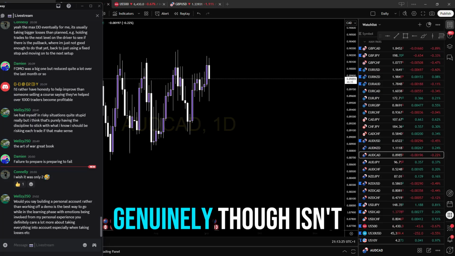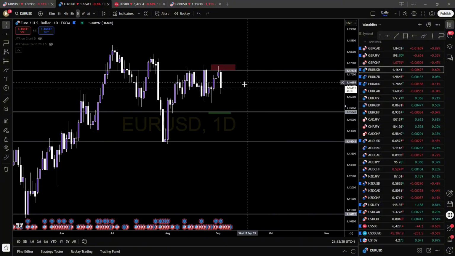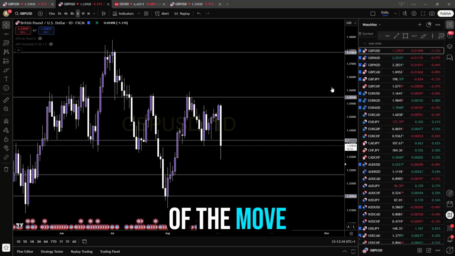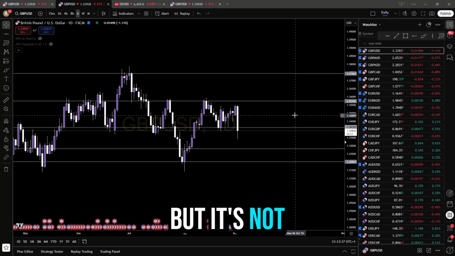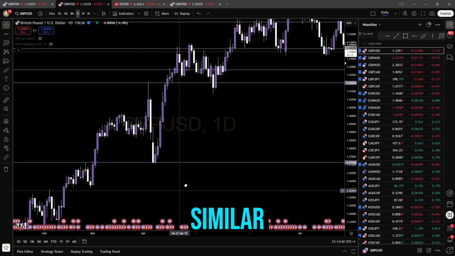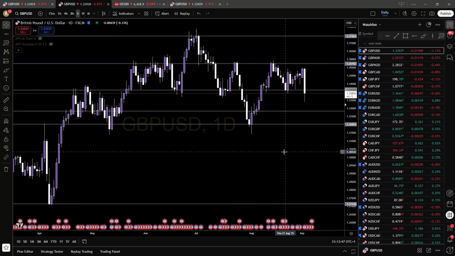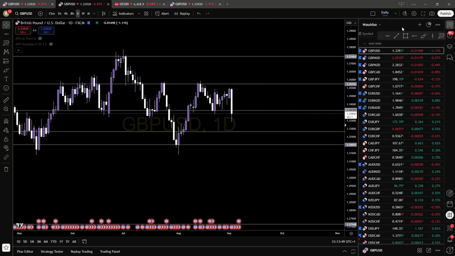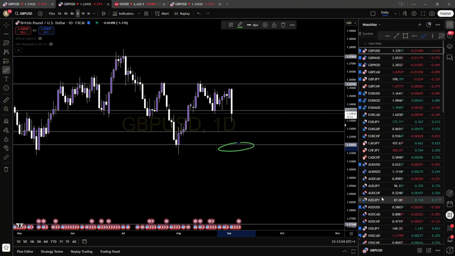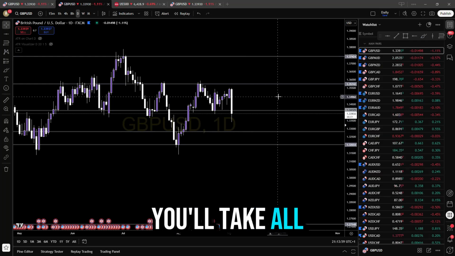And genuinely, though, it isn't even that big of a move. There've been bigger moves on Euro USD. I know pound is the one at the brunt of the move, but it's not even that big of a move. There's loads of candles which are similar. It's nothing out of the ordinary. If we got down to here, that would have been fantastic today. Would have smashed a lot of people, but that would have been the easiest trade that you'll take all year.